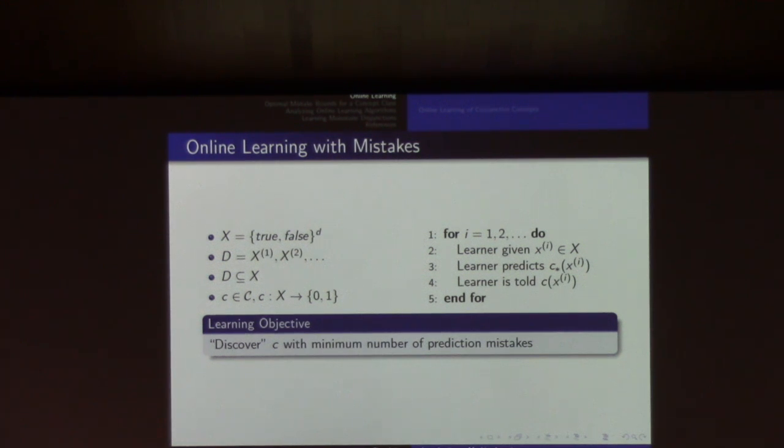Now the task for us is to learn the C with minimum number of prediction mistakes. Two things can happen here. Once you get an X, you will predict what you think is the right answer, and then you are told what the right answer is. Now these could be the same, which means you have not made a mistake, or these could be different, which means you have made a mistake. The objective is to learn the C with minimum number of prediction mistakes. Ideally 0 mistakes, but that's not possible. But you want to be able to come up with algorithms which can make minimum number of prediction mistakes.